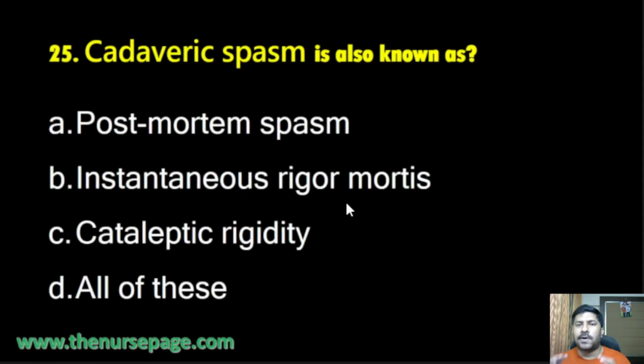There is a rule of 12. In the first 12 hours, rigor mortis will complete. In the second 12 hours, the rigor mortis will be sustained, and in the third 12 hours, the rigor mortis will finish. That is the rule of 12 regarding rigor mortis.